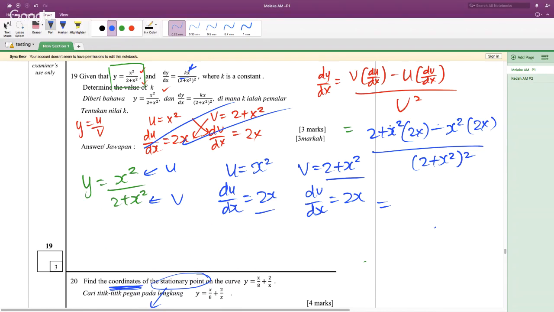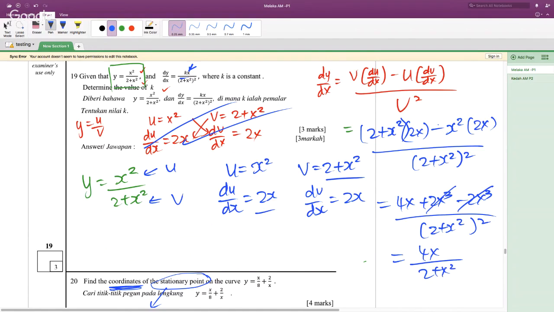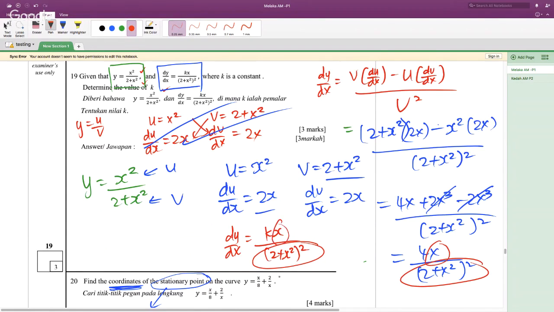Then what I do next is expand the bracket, I mean simplify it. I get 4x plus 2x cubed minus 2x cubed over (2 plus x squared) squared. Positive 2x cubed and negative 2x cubed cancel, so you are left with 4x over (2 plus x squared) squared. After you get this, the question gives you dy/dx. They say dy/dx equals kx over (2 plus x squared) squared. Then you compare. The bottom is the same, x is the same. So I know k equals 4. I hope I answered your question and made you understand this part.